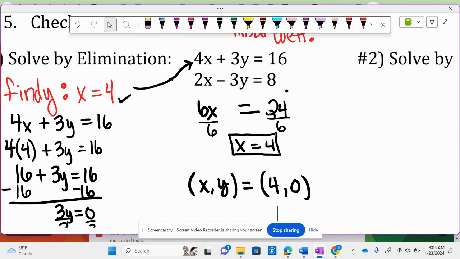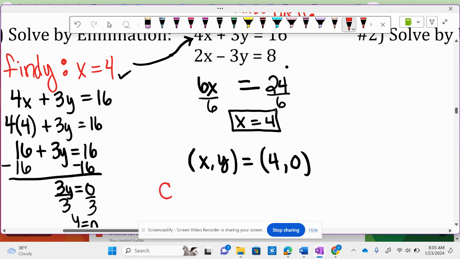I want everyone to grab their calculators. We're going to check. We're going to check using a calculator. I want you to know how to check your solutions, right? So we're going to check using our calculator.